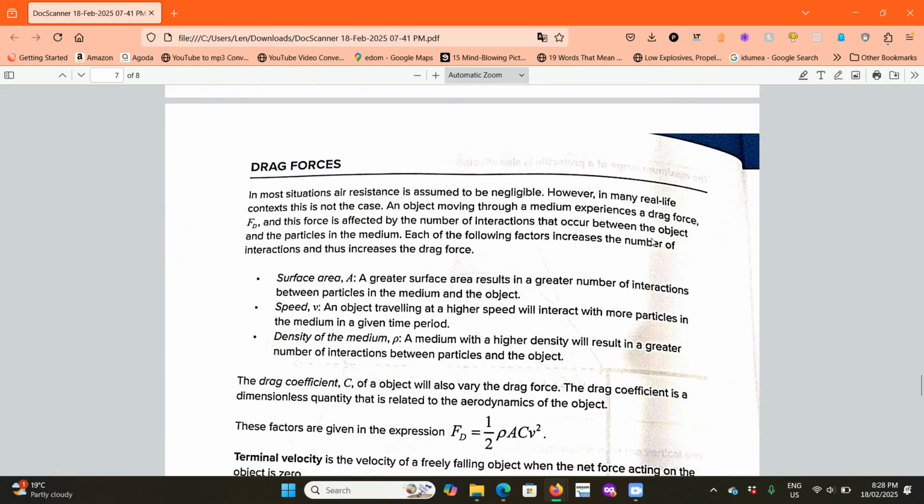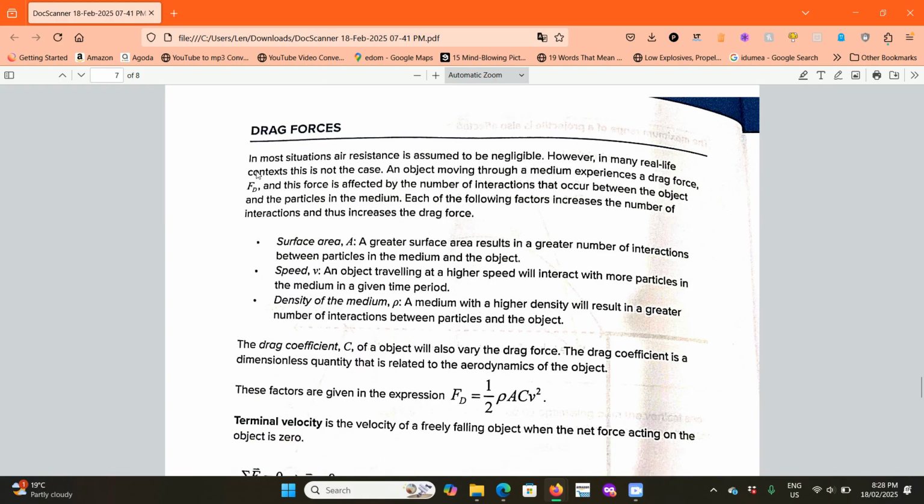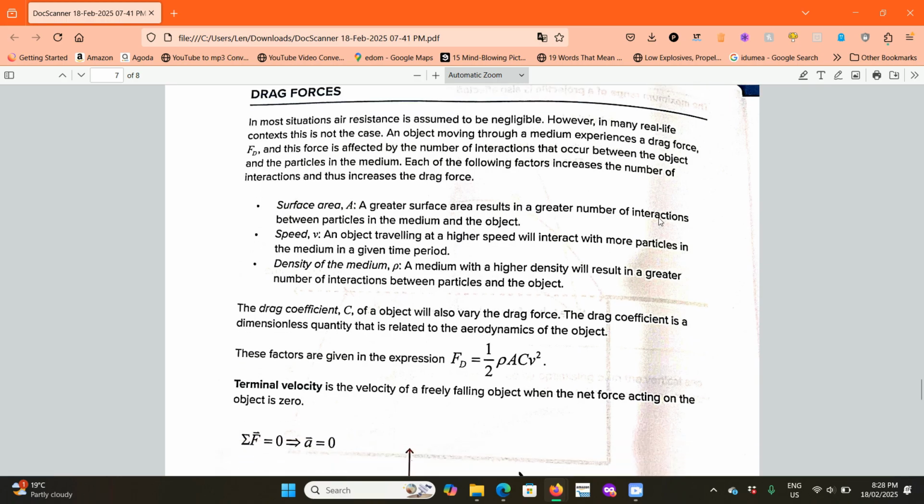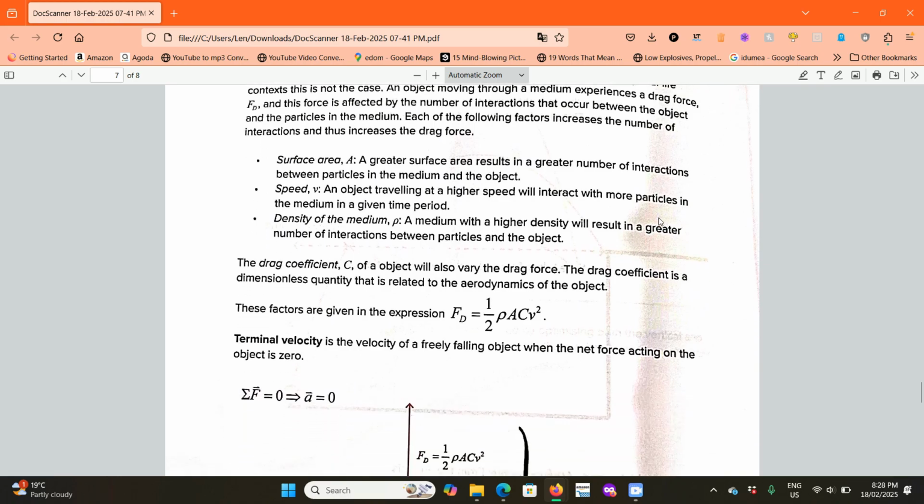Next, we're looking at drag forces. So in most situations, air resistance is assumed to be negligible. Drag forces are the exception to that rule. An object moving through a medium experiences drag force. That's given as FD, so force, and then down the bottom is drag. Force is affected by number of interactions, and so on. This is all something you can read without me having to read it out to you.